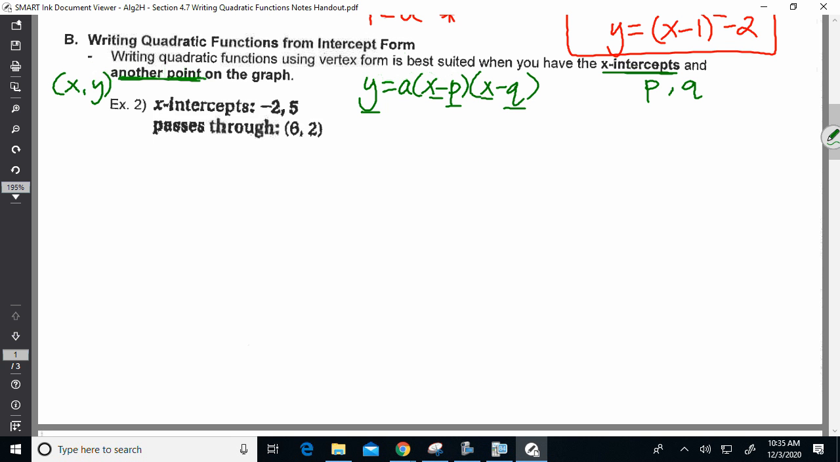So example 2, they didn't give us a graph for this one, but that's okay, we can solve it out anyway. X-intercepts are -2 and 5. So that means p is -2, q is 5. Does it have to go in that order? No. You want to make p 5 and q -2? Be my guest. It doesn't change how the answers will come out. Passes through 6, 2, so x is equal to 6, y is equal to 2. So we know everything except for a.